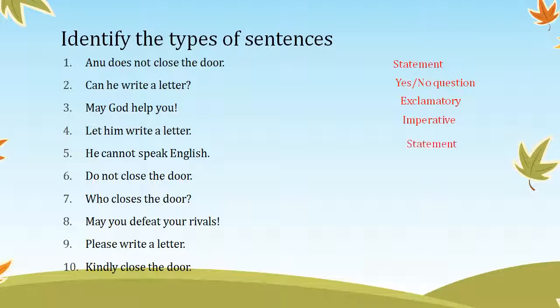Number 5 is what I understand of the statement, "He cannot speak English." "Do not close the door," that is the what? Imperative sentence. Number 7, "Who closes the door?" That is the what? WH question. Number 9, "May you defeat your rivals," that is the exclamatory sentence. "Please write a letter," that is the what? Imperative sentence.